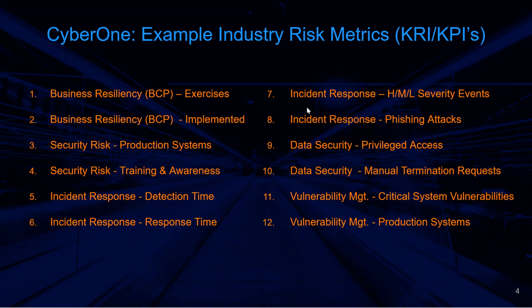So here we thought we'd just provide you with a few examples of the different types of risk metrics used in industry. So these are some of the key risk indicators, key performance indicators. Some people say KRI, you say KRI, I say KPI. And in CyberOne, we call them all risk metrics just to put them under one umbrella. And these are different types of metrics that you might see by the different categories, from business resiliency through security risk, incident response, data security, and vulnerability management. So we're going to be working with a couple of strategic plans that incorporate these today. And so let's start by getting into our management platform.